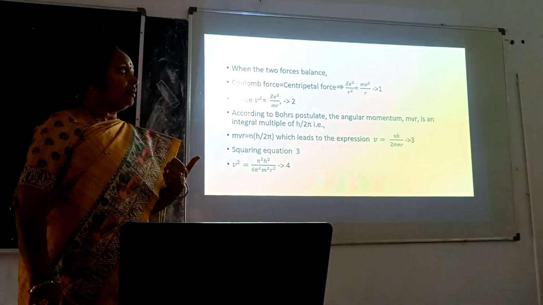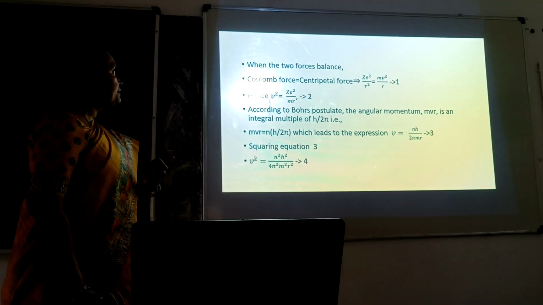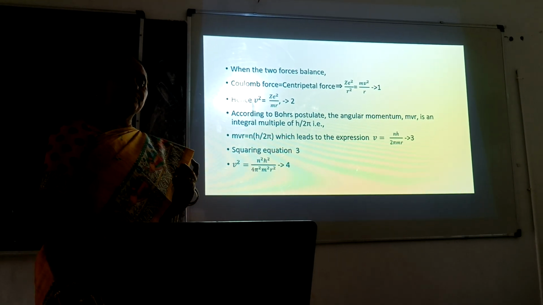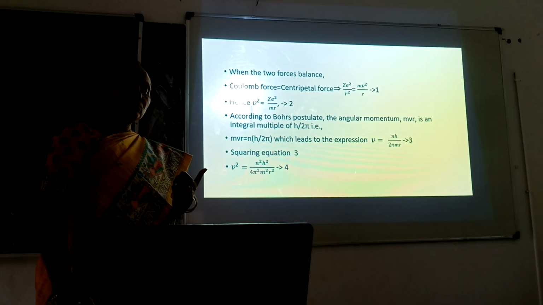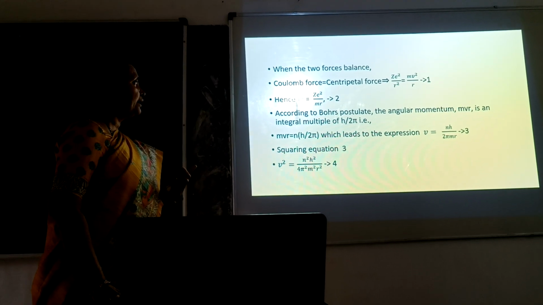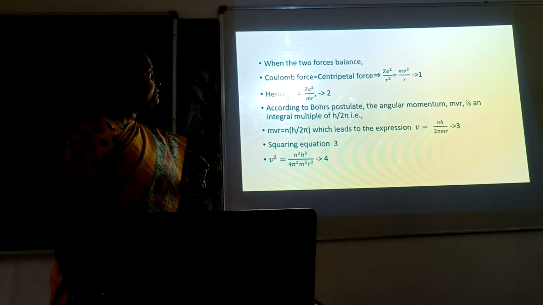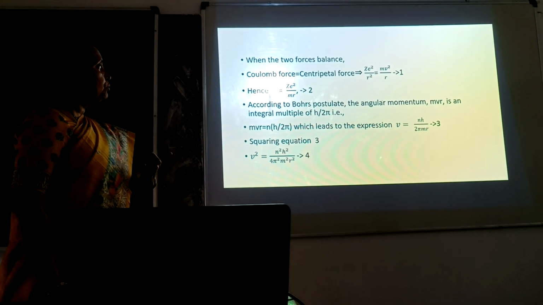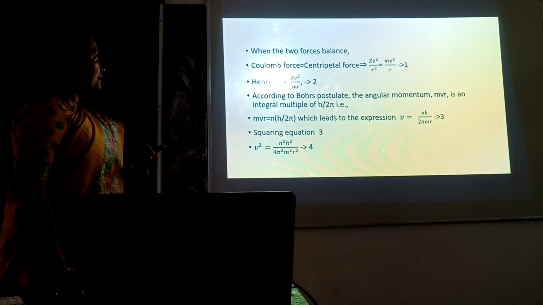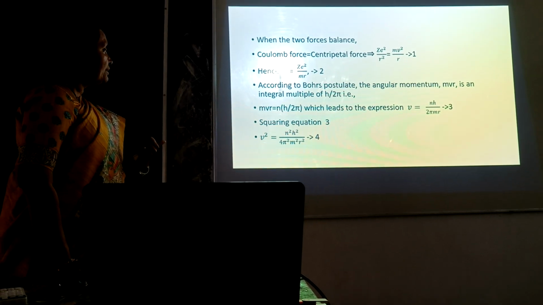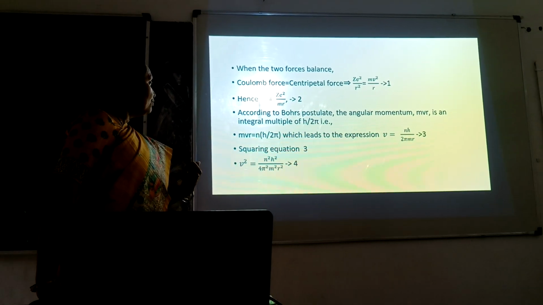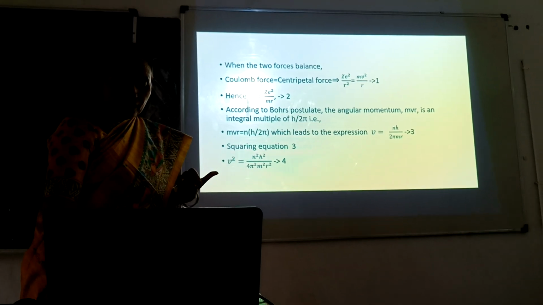the first postulate of angular momentum is given as mvr equal to an integral multiple of nh by 2 pi. As we know from Bohr's postulate, mvr is equal to nh by 2 pi, and the expression for v is given as nh by 2 pi mr. Squaring this equation 3, we get v squared equal to n squared h squared by 4 pi squared m squared r squared.